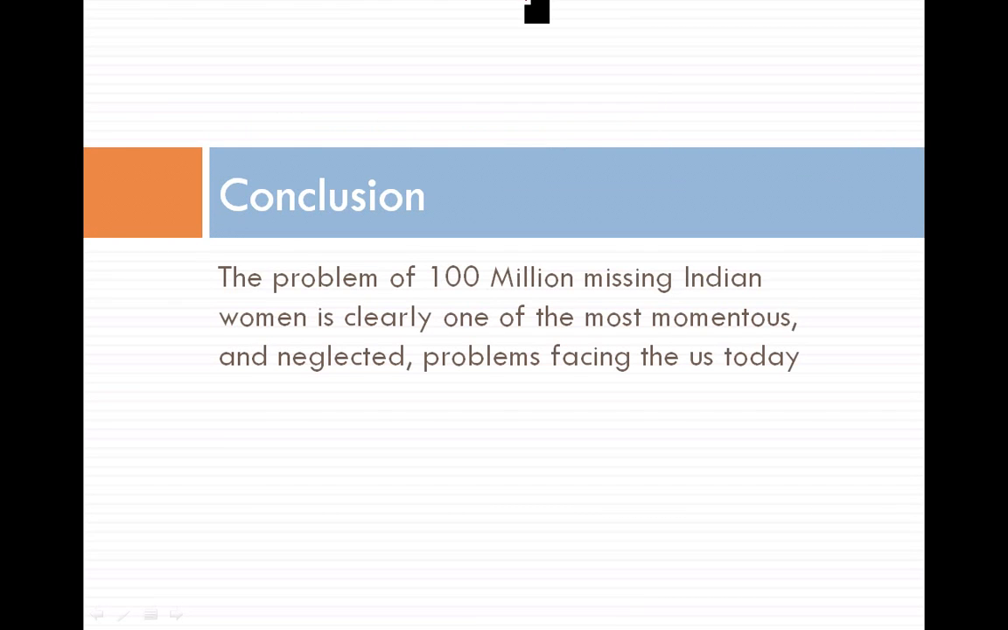So this is the conclusion. The problem of 100 million missing Indian women is clearly one of the most momentous and neglected problems facing us today. This is definitely a big problem because we are almost killing 100 million women before they deserve death.